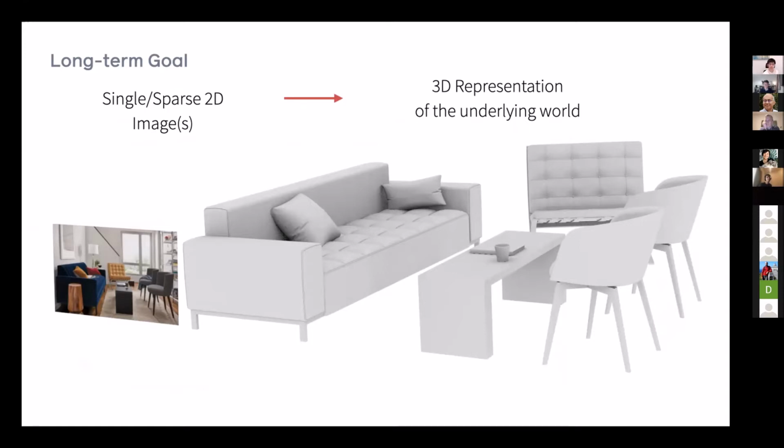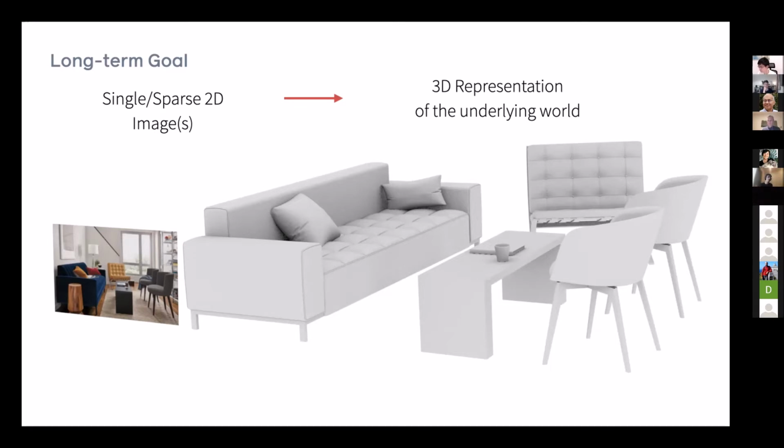So the long-term goal that a lot of us working in 3D vision are really motivated by is this, right? That given just a single image or a very small number of images of a scene, we want to predict a 3D representation of the underlying world. For example, for this living room, we really want to infer all the furniture items, place the cup on the table, and really reconstruct a lot of detail of this particular 3D scene.